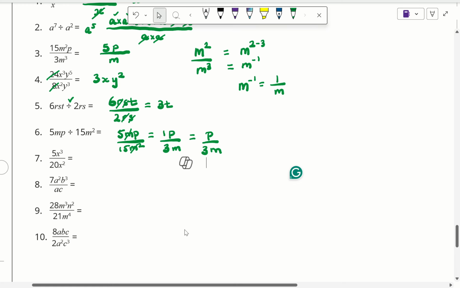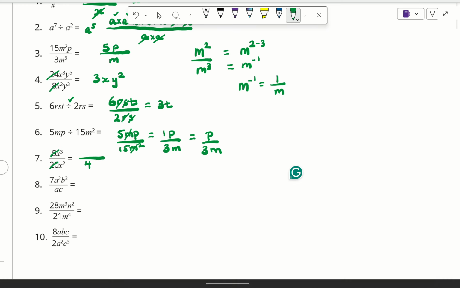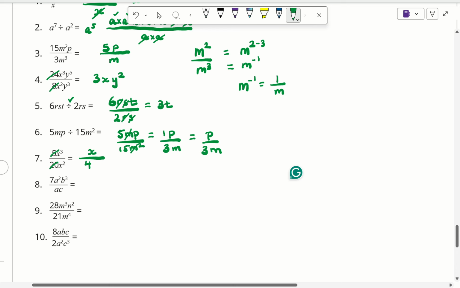Finally, we've got a couple more. 8 goes into 24 3 times. Let's leave that in the bottom of the fraction, on the denominator. X cubed divided by x squared is simply x to the power of 1, which is x. Again, a to the power of 2 divided by a to the power of 1. We subtract the power 1 from 2. So that's just going to be a to the power of 1, which is a. 7a, and don't forget the b cubed by itself, and the c.